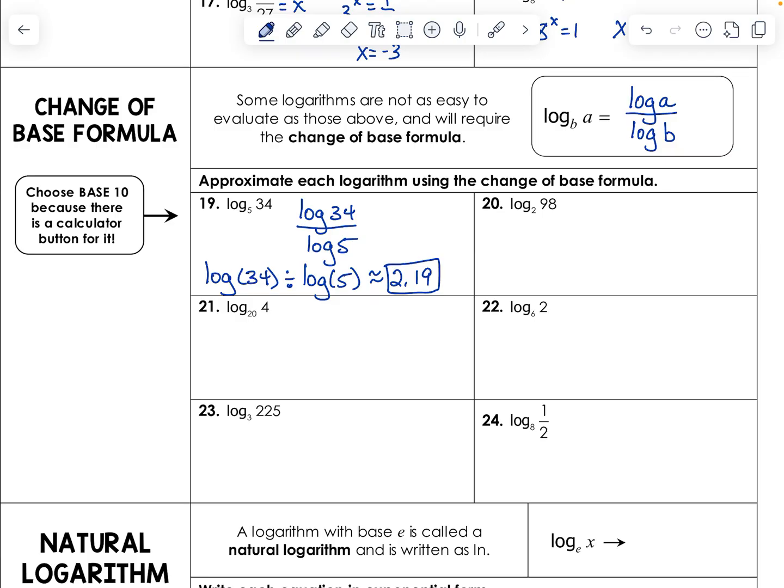So for 20, I'm going to take log 98 and divide it by log of 2. Because for this one, if I do 2 to the x power equals 98, that's not common knowledge. So we do change of base, and we're going to get an answer that's approximately equal to 6.61.